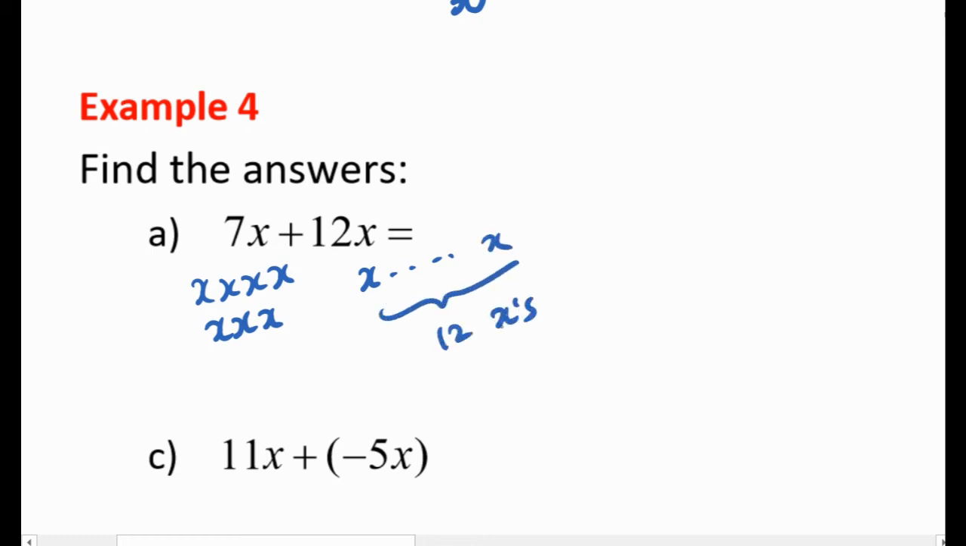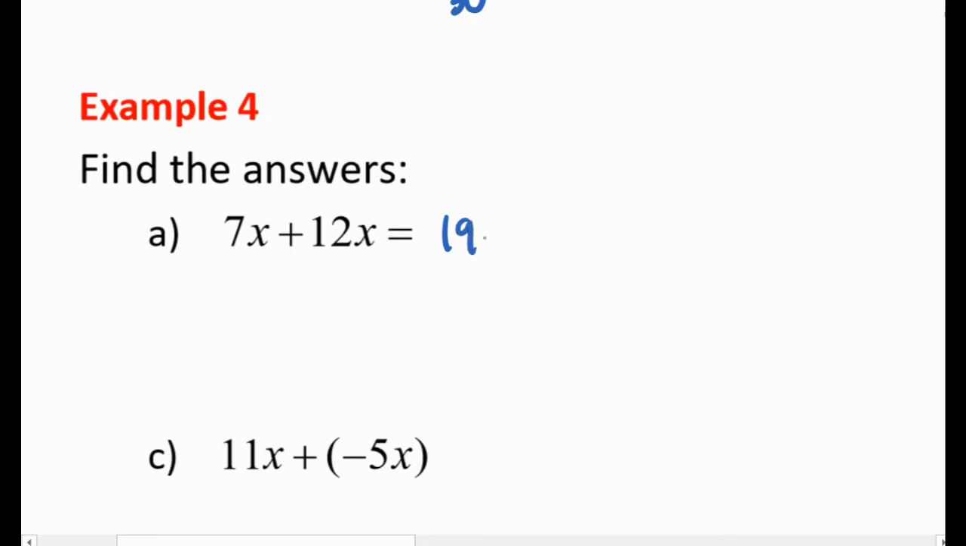In total, how many x's do you have? 19x. So basically everyone, you can just add. We call those number coefficients. We can just add two coefficients, 7 and 12. So the answer is 19x. You just think about the total number of x's. So 7x plus 12x, in total, you have 19x's.